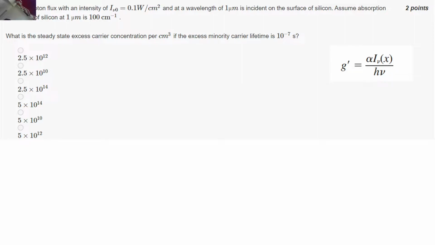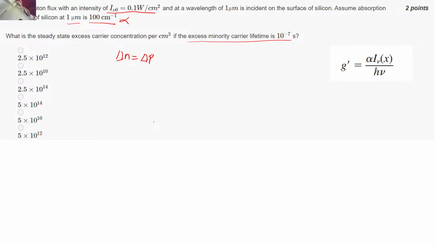What they have given here is the photon flux with an intensity of 0.1 watt per centimeter square, the wavelength has been given, and that light is incident on the surface of silicon. Now assume the absorption coefficient alpha of 100 per centimeter, given at 1 micrometer. They are asking for the steady state excess carrier concentration per cm cube if the excess minority carrier lifetime is this. So they want the steady state concentration, for example, this delta n or delta p value.